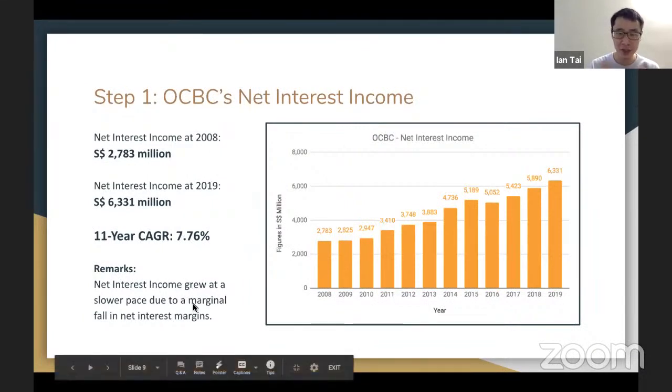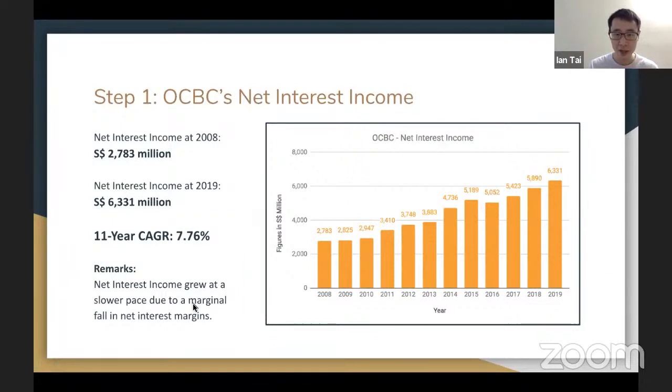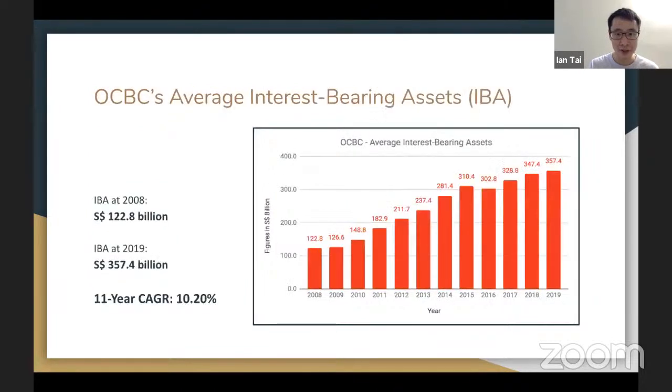So sometimes when you lend out money, there's interest rate, okay? And it has been a trend for many banks. The interest rate has dipped a little bit, okay? The interest rate has been adjusted lower a bit. So therefore, it causes the net interest income to grow a little bit slower compared to the growth in its interest-bearing assets, or IBA, okay? So this IBA, or interest-bearing assets, has grown faster than the net interest income. But anyway, it's still good news.